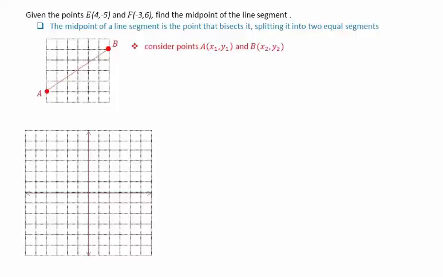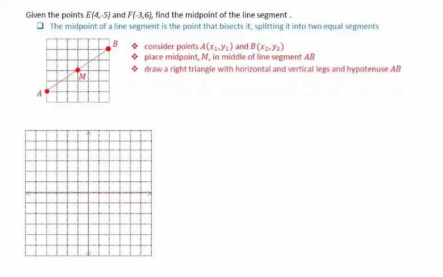Place the midpoint, M, in the middle of line segment AB. Draw a right triangle with horizontal and vertical legs and the hypotenuse AB as shown. The midpoint of line segment AB will also bisect the horizontal and vertical components of AB. Looking at the diagram, these horizontal segments must be equal, and these vertical segments must be equal.